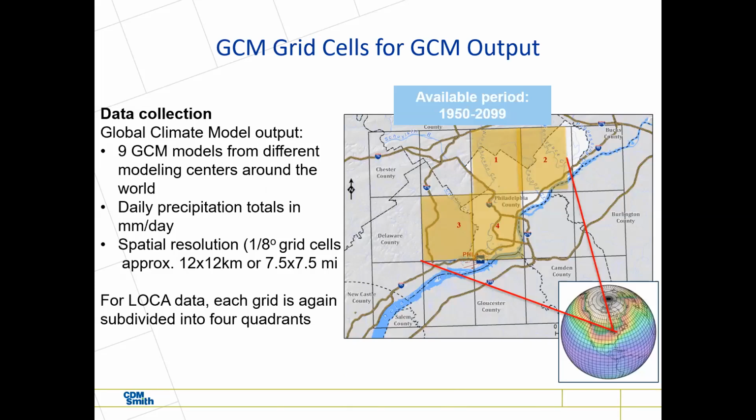Then you have to go and choose your grids. These are the 4 that we chose that cover most of Philadelphia, and then you would average over those 4 grid cells. These grids are about 12 by 12 kilometers, and that is the output that we had selected. There's some more recent output from the LOCA that actually would subdivide these grids again into 4 and have a much tighter resolution. But for the analysis that I'm presenting today, we use these 4 grids.